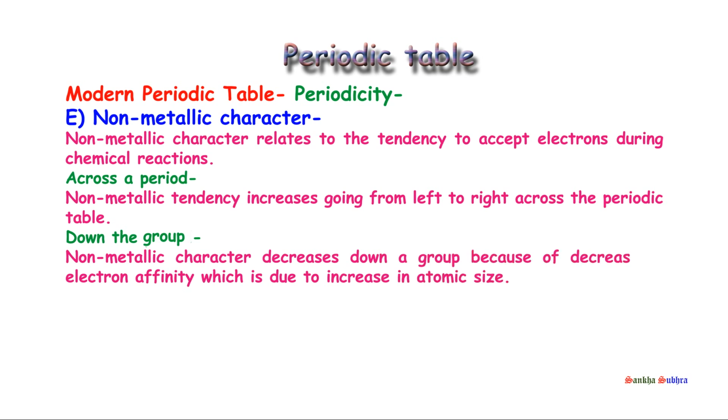Now, if we move down the group, then we will find that due to the addition of a new shell over the successive period, the atomic size is going to be increased. As a result, the effective attractive force on the outermost electrons is going to be reduced. As a result, the non-metallic nature is going to be reduced and the metallic character is going to be increased.